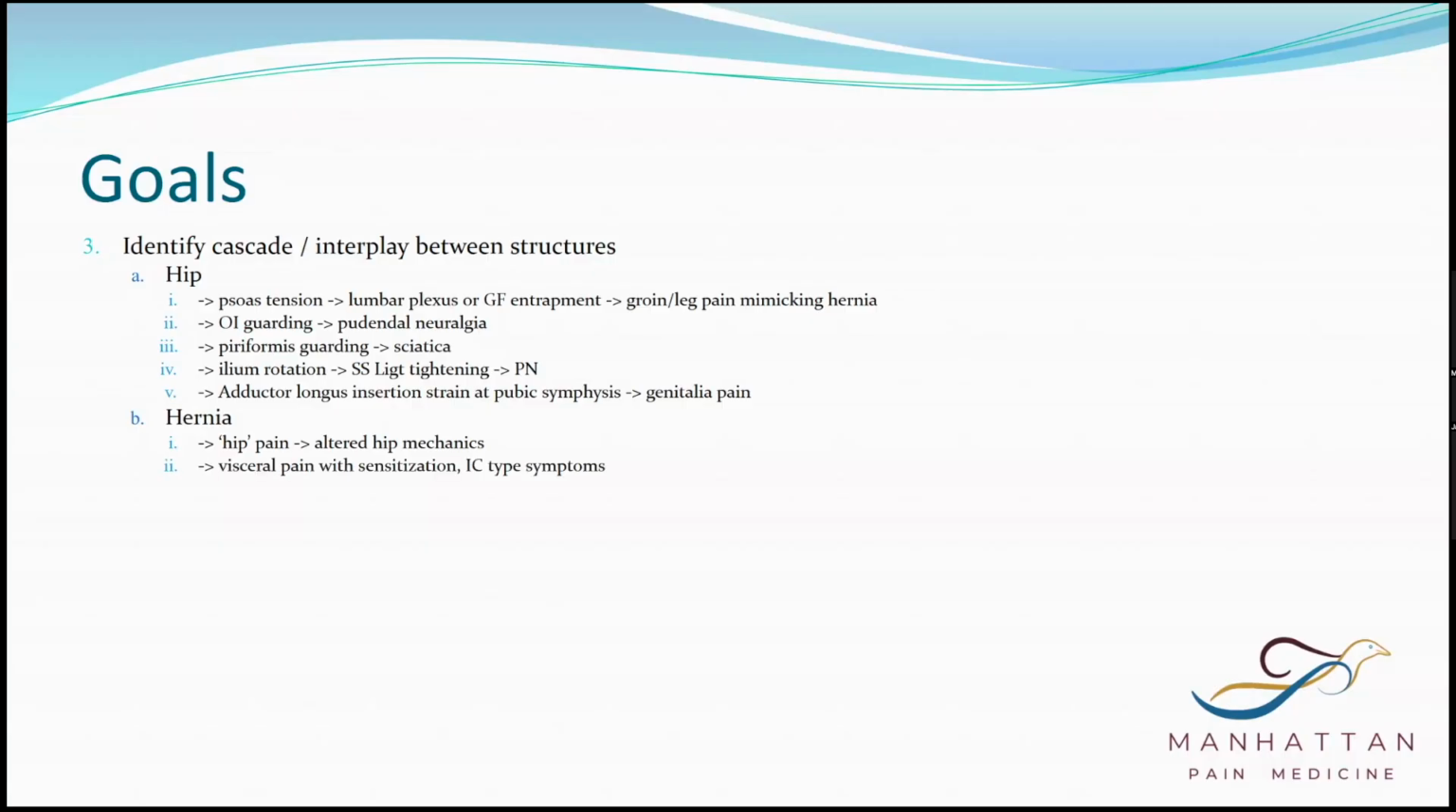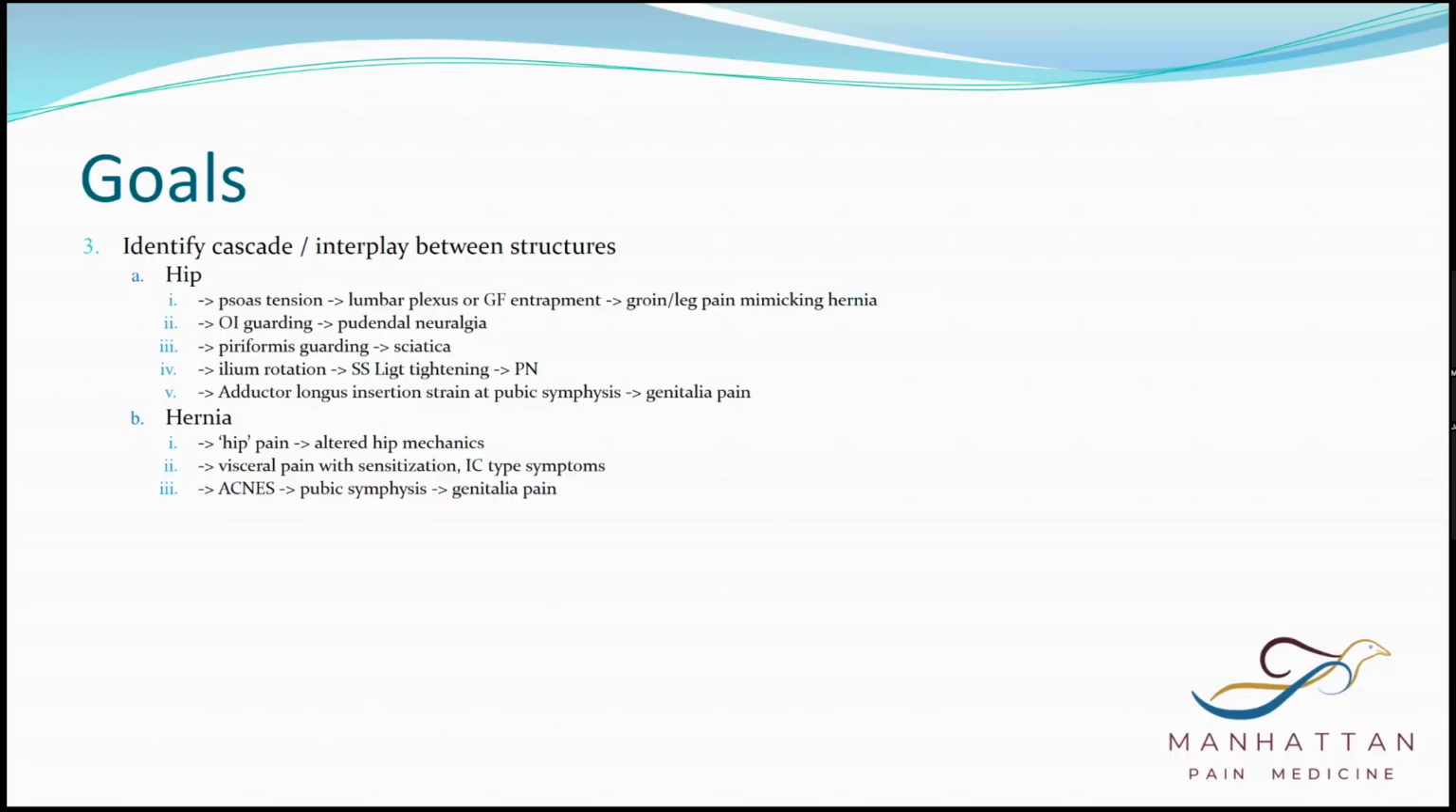Visceral pain with sensitization, interstitial cystitis type symptoms can happen with hernias. And then, of course, you can get ACNES, abdominal cutaneous nerve entrapment syndrome. A lot of these things will cause abdominal wall muscle guarding reactions, which will cause ACNES. Same thing kind of happens in the pelvic floor.